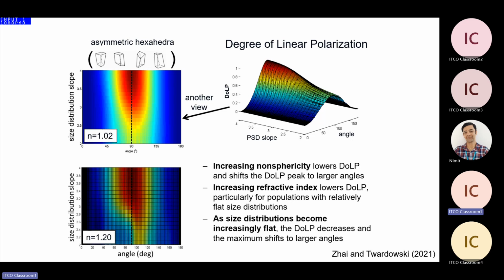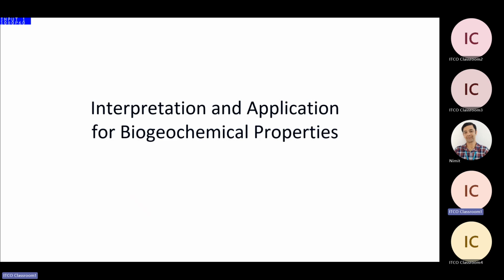So there's a lot about the particle population you can glean from these types of measurements and the modeling. Increased non-sphericity lowers the DOLP, degree of linear polarization. Increasing the refractive index lowers the degree of linear polarization, and the size distribution becomes increasingly flat as the degree of linear polarization decreases. And the maximum shifts. There's all these little things that kind of look like a saddle, that whole shape. You can play with that shape. There's a lot of information there. So anyway, it's work in progress, but I just wanted to show you the possibilities. I think there's a lot of work for the community to do in polarization.